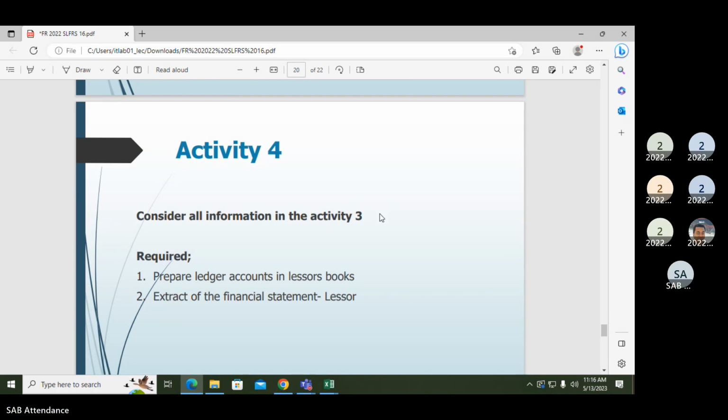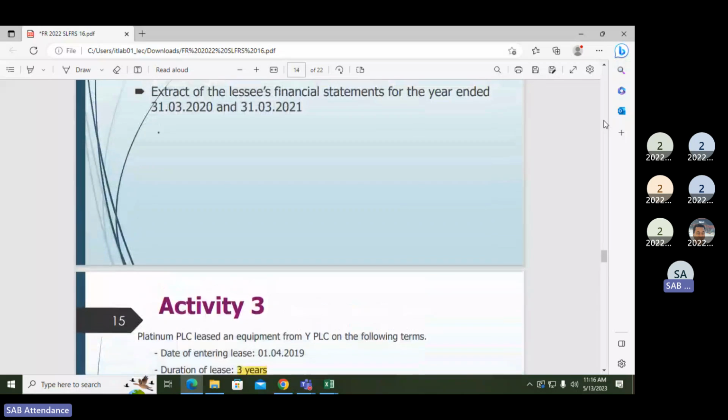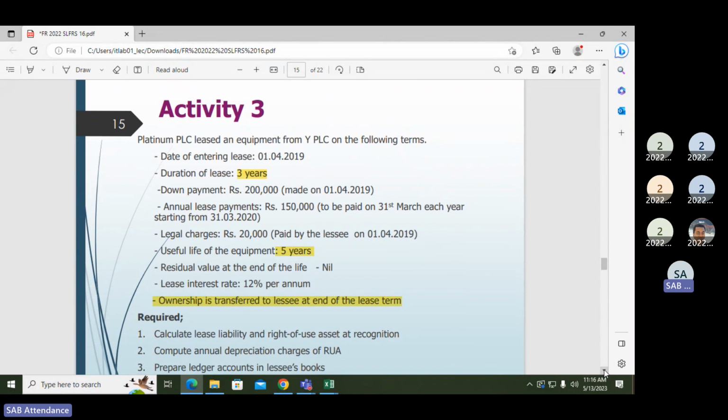Right. Consider all the information given in activity 3. Prepare the ledger account in the books of the lessor. Go to activity 3. This one. So there's a 200,000 down payment, 150 into 3 years. Interest rate 12%. So now this equipment is transferred by Platinum PLC to IPLC.